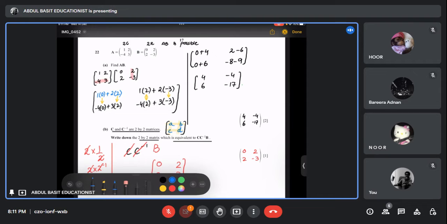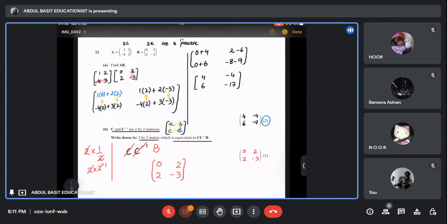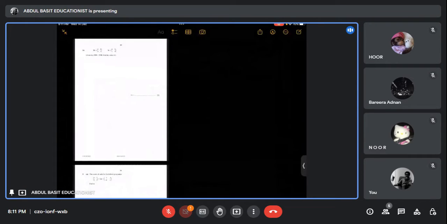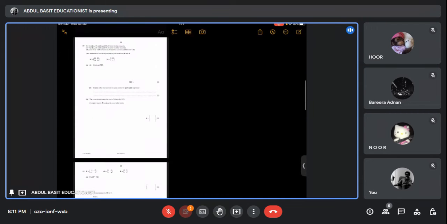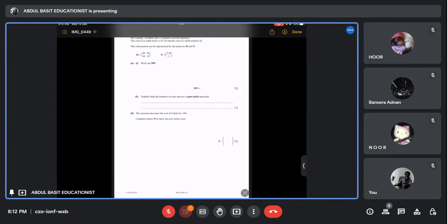So this is for 3 marks. So you will get 2 marks for part A and 1 mark for part B. So done. If you get a question like this in exam, be careful with that question. Then you can easily attempt the questions later onwards.